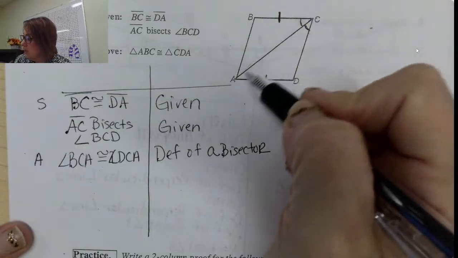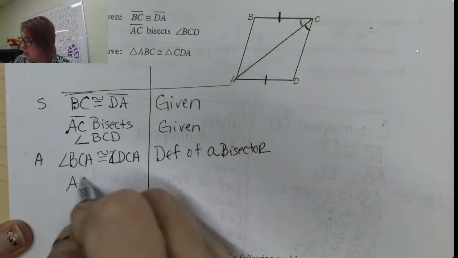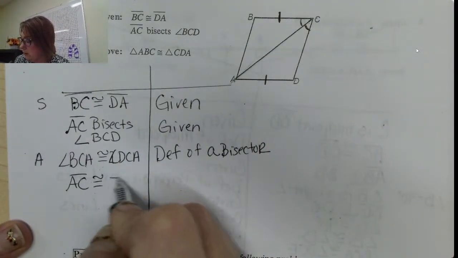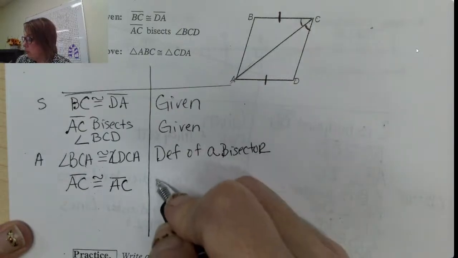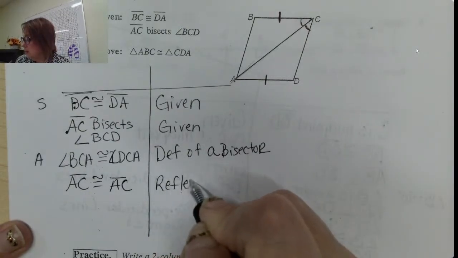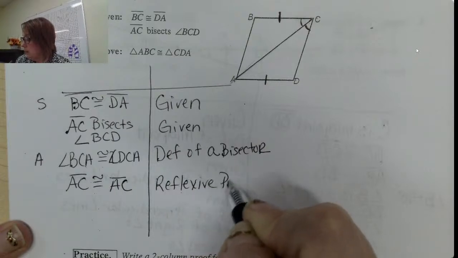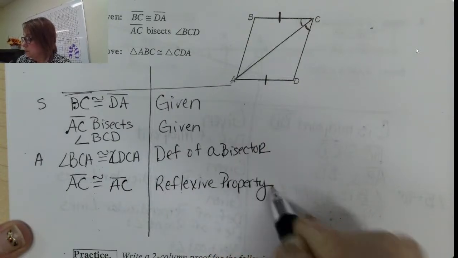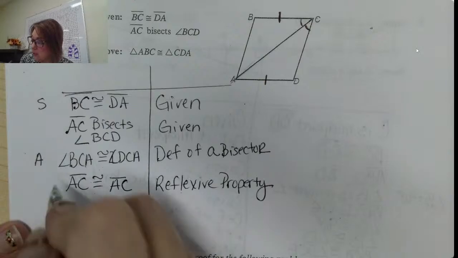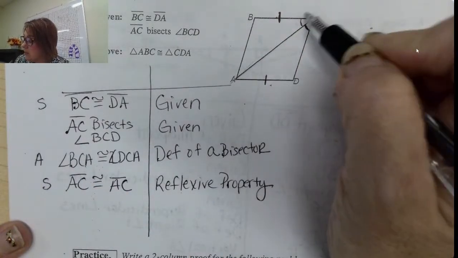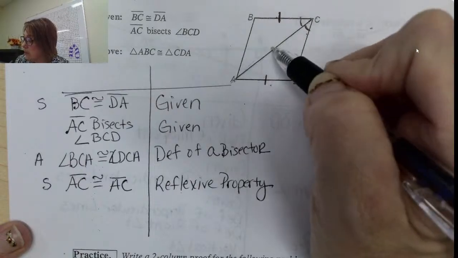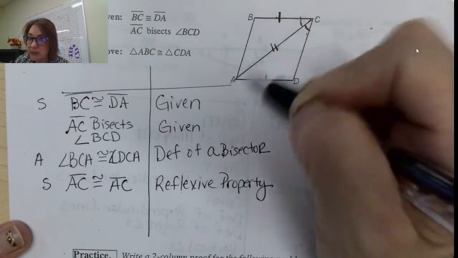Since they share this one, that means that AC is congruent to AC, because they both have it. Since they both have it, our reason is reflexive property. So that's another side. We know this side is congruent to this side, this angle is congruent to this angle, and this side is congruent to itself.